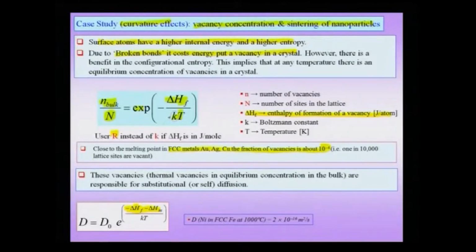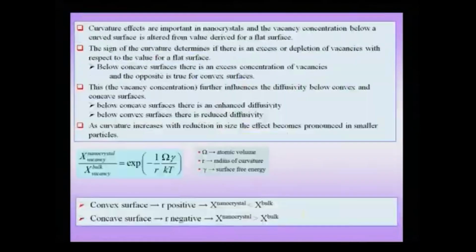So, approximately 1 in about 10,000 is the concentration of vacancies close to the melting point of metals like gold, silver and copper. These vacancies, otherwise called thermal vacancies because they are coming from temperature alone, have an equilibrium concentration in the bulk, and we have just now seen that they are responsible for substitutional or self diffusion. For instance, the diffusivity of nickel in iron at 1000 degrees is 2 into 10 power minus 16 meters square per second, which is purely coming from the vacancies present in the crystal.